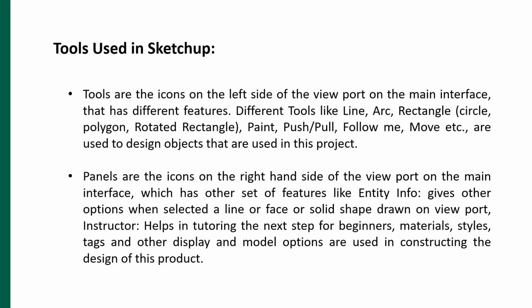Paint is used to color a specific face, shape or object. Push-pull is used to extrude a solid object from a face. Follow Me is a shape that is followed along a path to the next point. Move is used to move a particular shape or object from one place to another, or else to copy it in order to make an array of the same faces or the same objects. And the other one is panels.